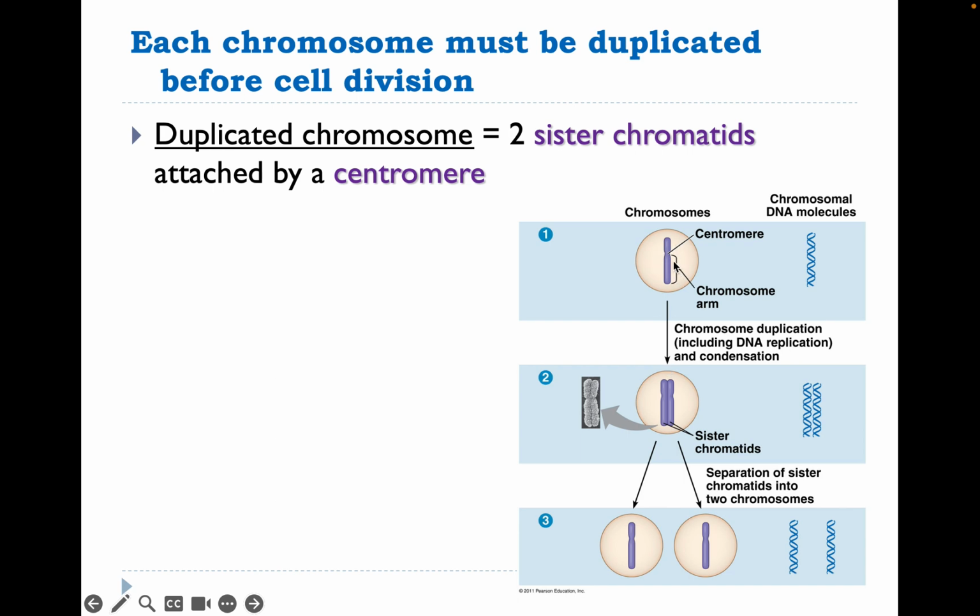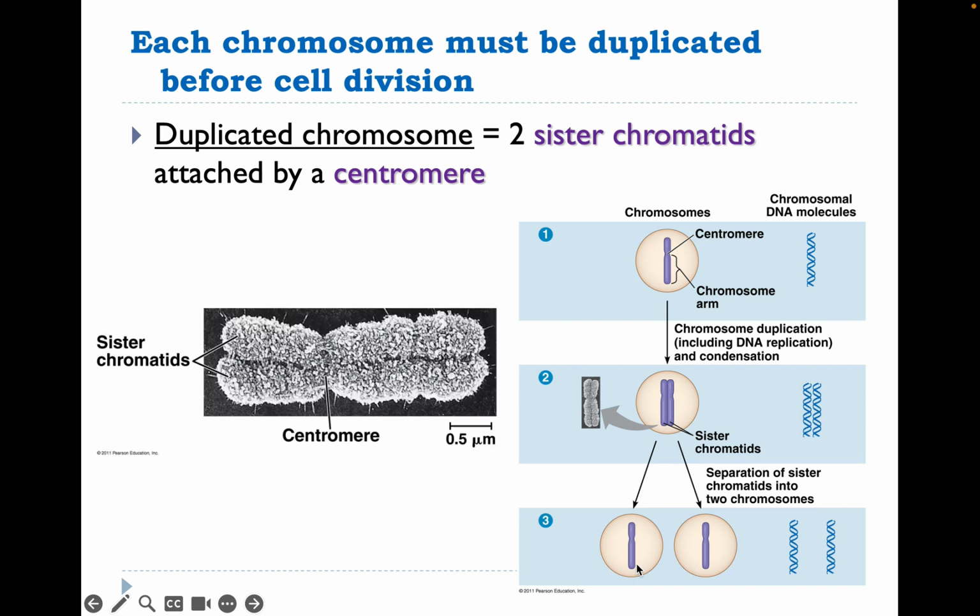So after this first single chromosome copies itself, and you learned about DNA replication last week, we have a second sister chromatid here. So they're connected by the centromere. And then when the cells divide, they separate, and each daughter cell gets one of the sister chromatids. Here's a micrograph, a picture from a microscope, of a real pair of sister chromatids.